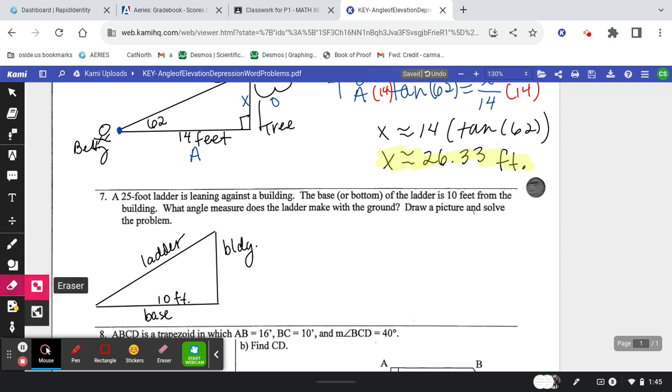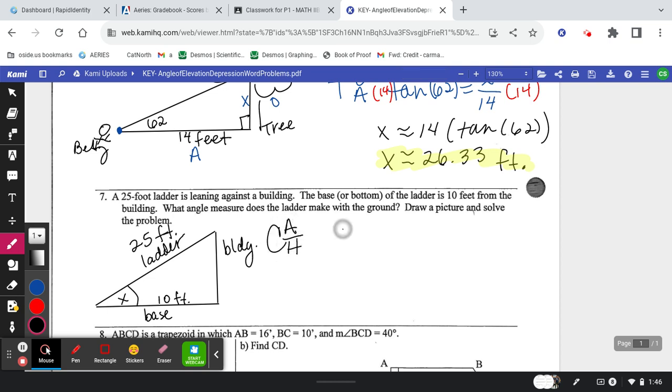Ooh, it's an inverse trig. I didn't even warn you. What is the angle measure that the ladder makes to the ground? So that's going to be trying to find this angle. And they also told us that it's a 25 feet ladder. So we've got a 10 feet adjacent and a 25-foot ladder. So what uses the adjacent and the hypotenuse? You got it, it's a cosine.